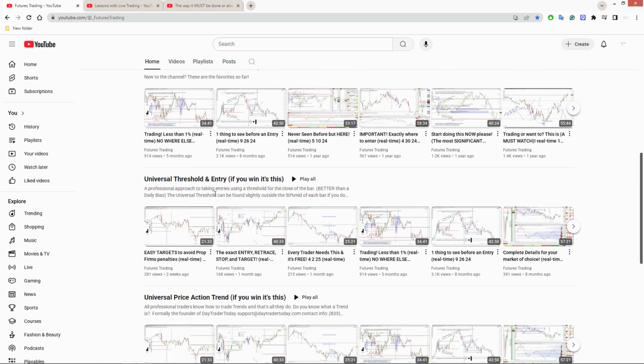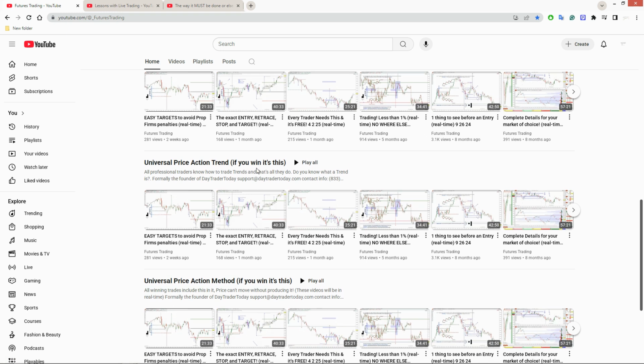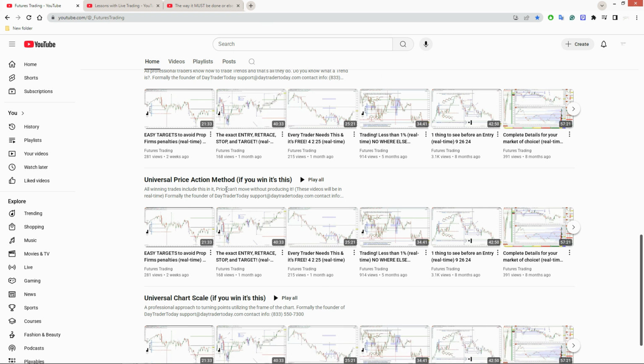You have the universal threshold. So this is how far the live candle will pull back before resuming the price action trend. You just need to be able to count to at least 10 in order to get this to work. And this is the price action method. I use the majority principle, and it states that the minority is compelled to follow.